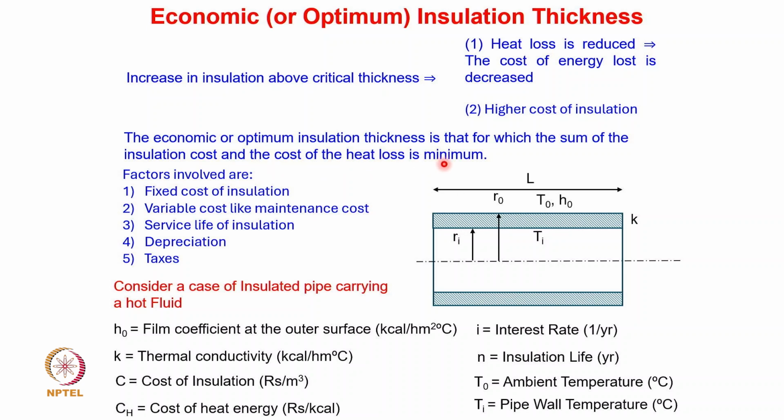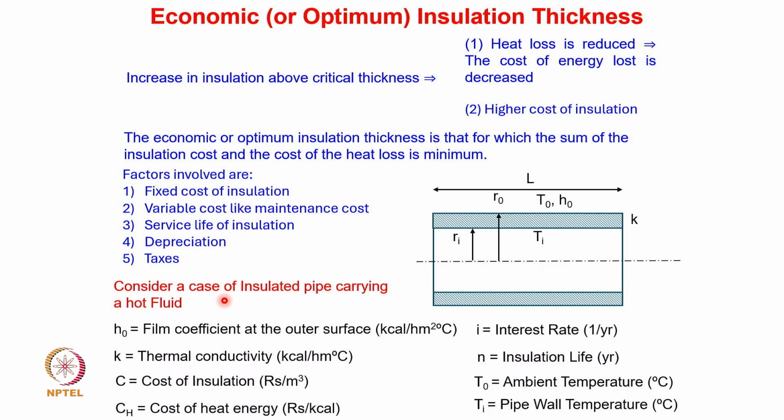So we will be adding both these costs, the cost with respect to the energy loss and the cost incurred because of the insulation, and the total cost we are going to minimize, and we want to find out what will be the optimum value of the insulation thickness, which is going to give us the minimum value of the cost. So the factors here are the fixed cost of insulation. There is a variable cost like maintenance cost, which we have neglected. Service life of the insulation, depreciation and taxes are there. So all these are the factors associated.